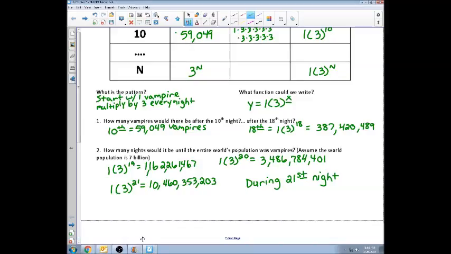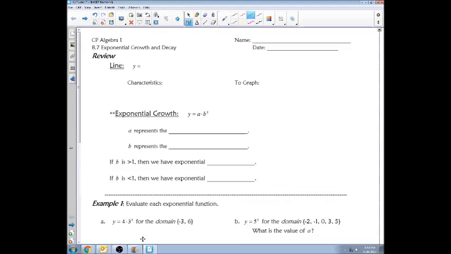So let's look and see what we actually learned here. That is what is known as exponential growth. Notice that it did not grow at a constant rate. It jumped quite a bit every day.